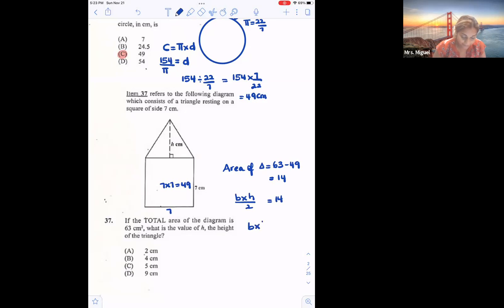So base by height is equal to 14 by 2, which is 28. And the base is 7. So 7h is 28. H is 28 divided by 7. H is 4. So think about it. 7 4s are 28. 28 divided by 2 is 14. This one, you will see questions similar, but again, they change up the figures, right?